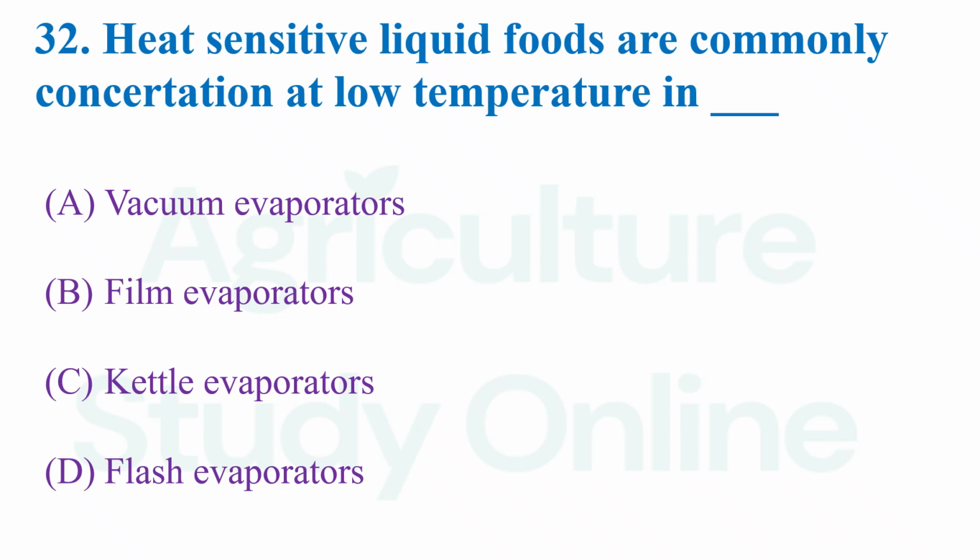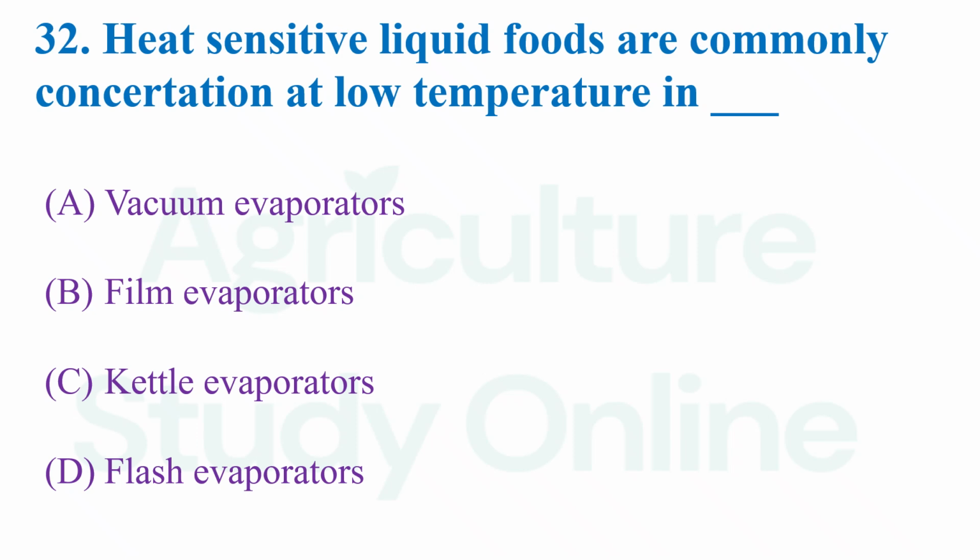Question number 32. Heat-sensitive liquid foods are commonly concentrated at low temperature in. Heat-sensitive liquid foods, for example milk, fruit juices, can get curdled or damaged, spoil at high temperature. So vacuum evaporators are a good option because they reduce the pressure, which lowers the boiling point of water. This allows evaporation at lower temperature, so this will preserve its flavor, its nutrients, its color.